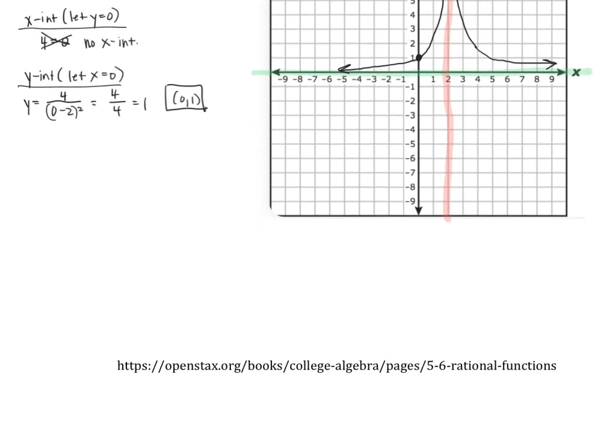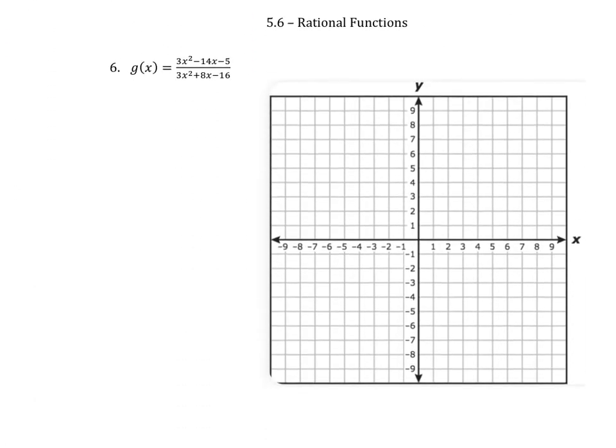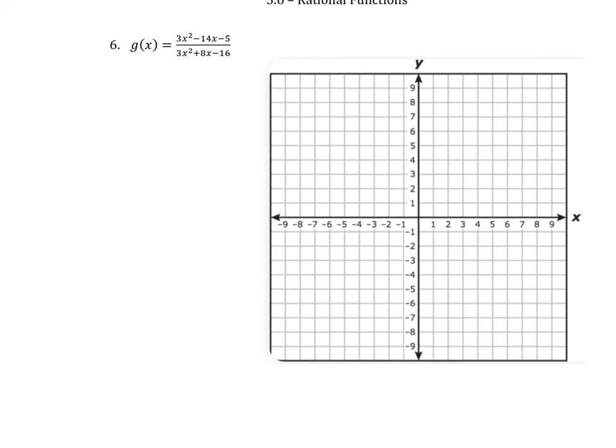So let's look at another one. This is really bringing together information from a lot of different things that we've done. So in this one, number 6, we're going to be doing the same thing. So we want to first decide if it has a horizontal or slant asymptote. We're going to do that by looking at the degree. The highest degree on the top is 2 and 2 on the bottom as well. That means it's going to have a horizontal asymptote.